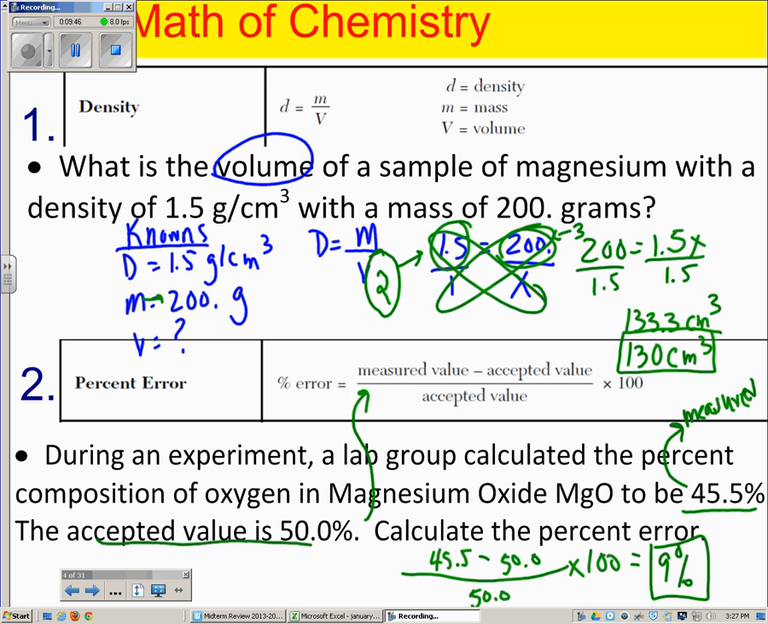Okay, 9% error. You could have come up with a negative number, which is fine. All that means is that the measured value is lower than the accepted value, or you can just take the absolute value. Either way is fine.